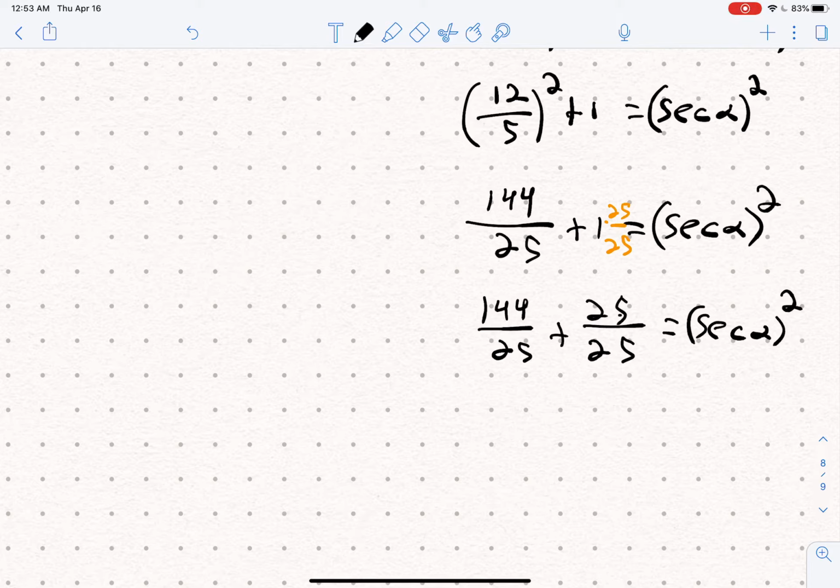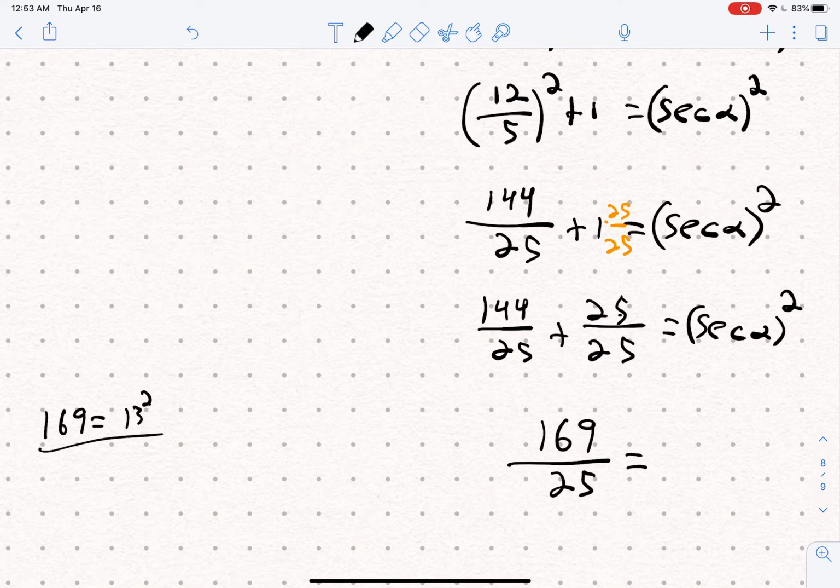144 plus 25 is going to come up to 169. 169 over, and that denominator is still 25. Now, 169, that may or may not be a familiar number to you, but I just happen to stick in my head 169 is 13 squared. That's just a nice thing to know about it.